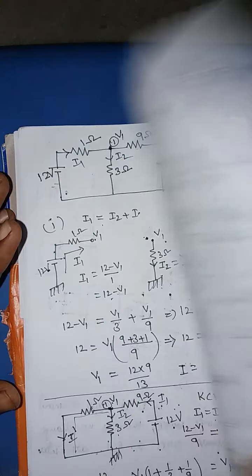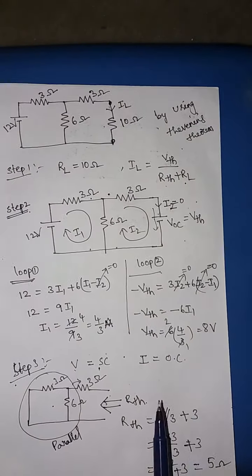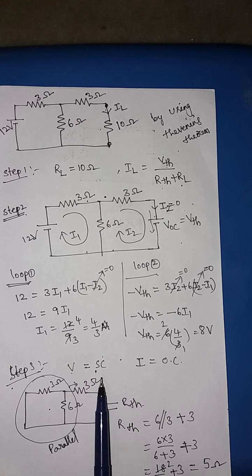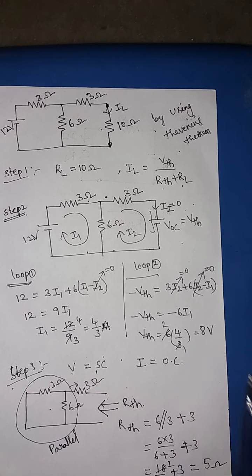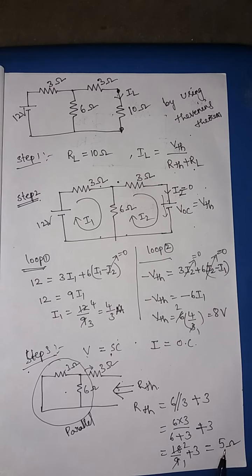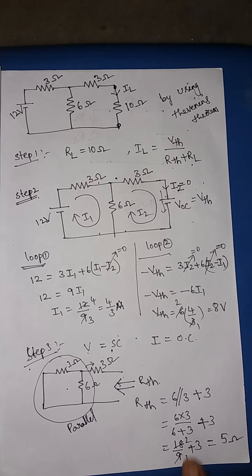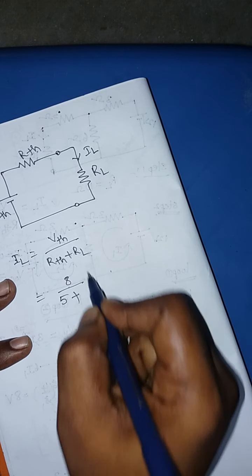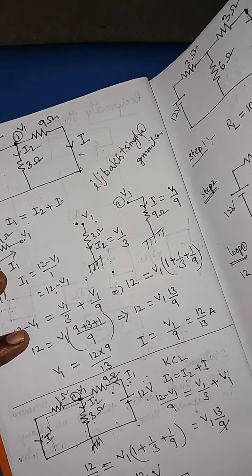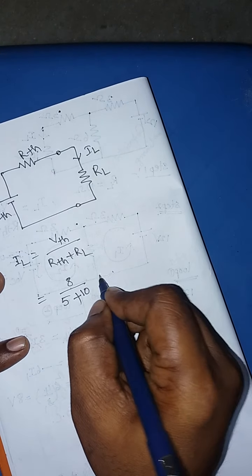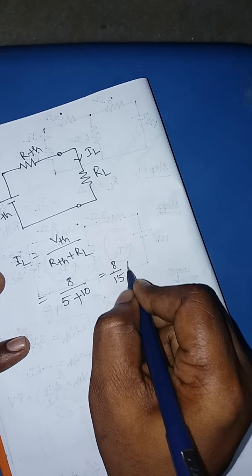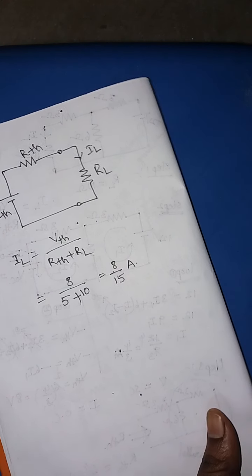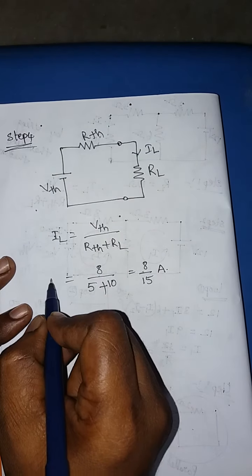So hence here we have the VTH value. What is the VTH value? VTH here is 8 volts. VTH is 8 volts and RTH is 5 ohms. Just to copy this, RTH is 5 ohms. This is 8 by 5 plus RL, here it is 10 ohms. This is 8 by 15 amperes. 8 by 15 amp. This is according to Thevenin's theorem.